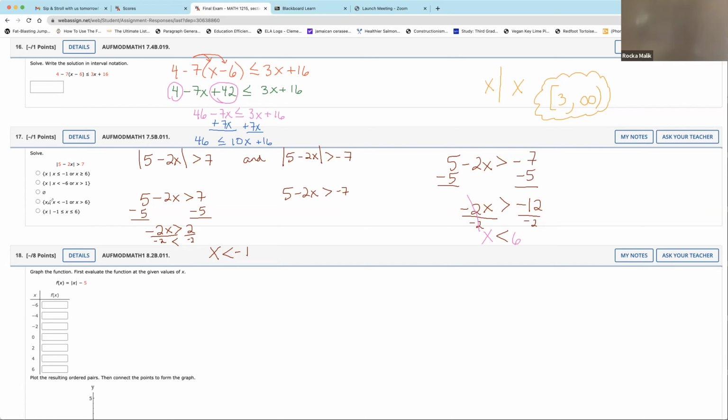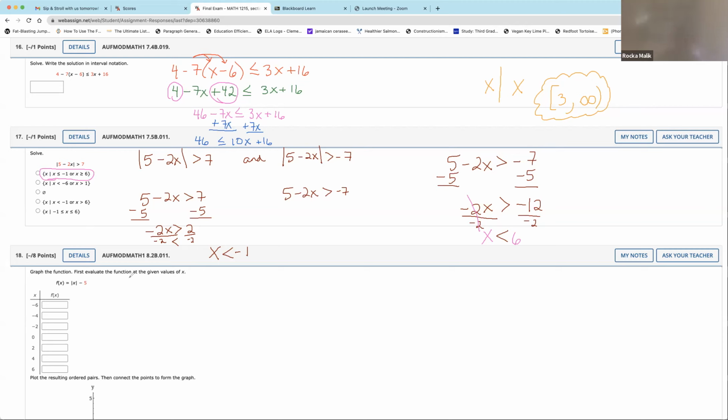Did I do it wrong? X is, I don't know. Negative 1 and 6. This is the only one that has negative 1 and 6. It's not good. Oh, here it is. But it's not greater than or equal, is it? Yeah, it is. Okay.